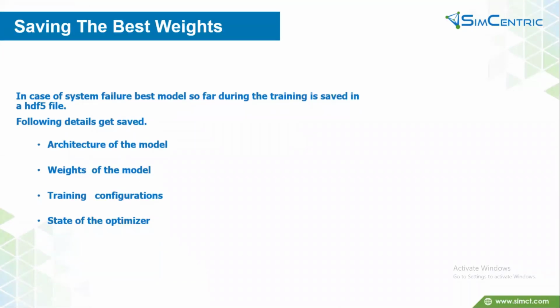So since we have discussed how the checkpointed weight method gets executed, we are also interested to know what kind of details get saved when we are saving the best weights. These are the pieces of information it saves to the file. It saves the architecture of the model, the details of the layers, how many nodes, what the activation functions are, and that kind of architecture detail. It also saves the weights of the model, the training configurations, and the state of the optimizer. This kind of detail gets saved to the external file.